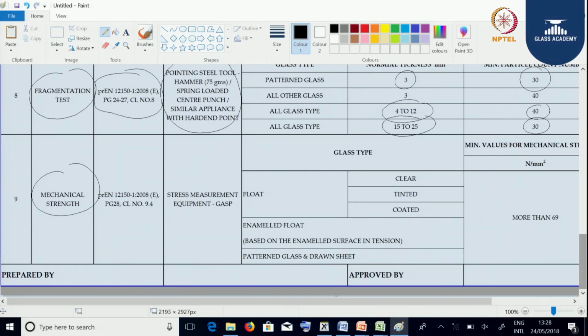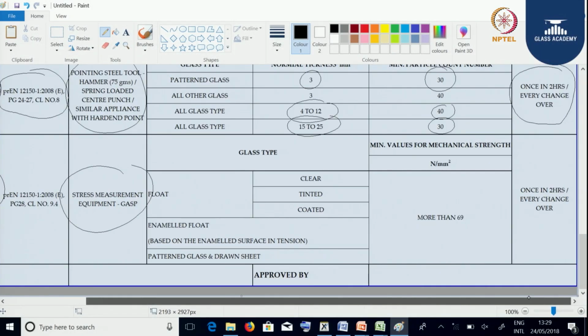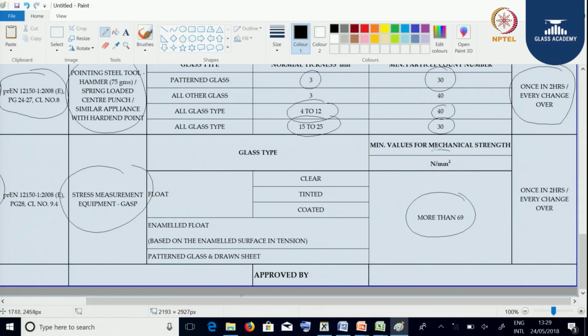So far we have seen a destructive method of testing, that is the fragmentation. Now let us see the non-destructive method of testing, that is the mechanical strength with the help of the GASP. The minimum value for mechanical strength for toughened glass is more than 69 Newton per square millimeter or MPa, and the frequency of testing shall be every 2 hours or whenever there is a changeover.